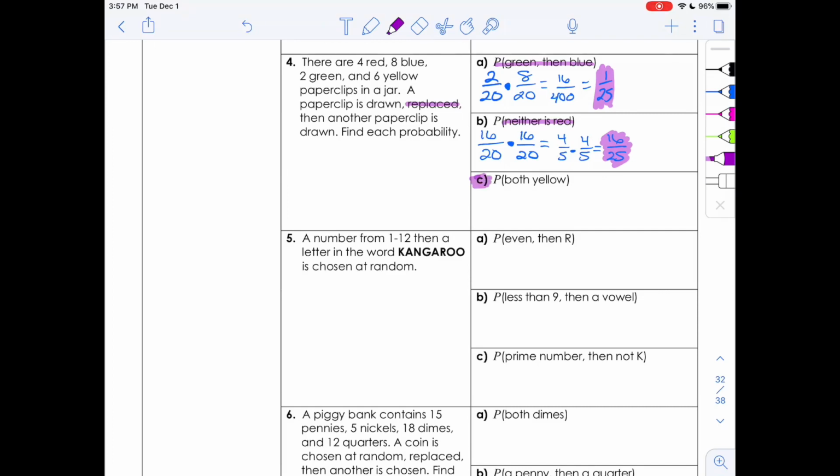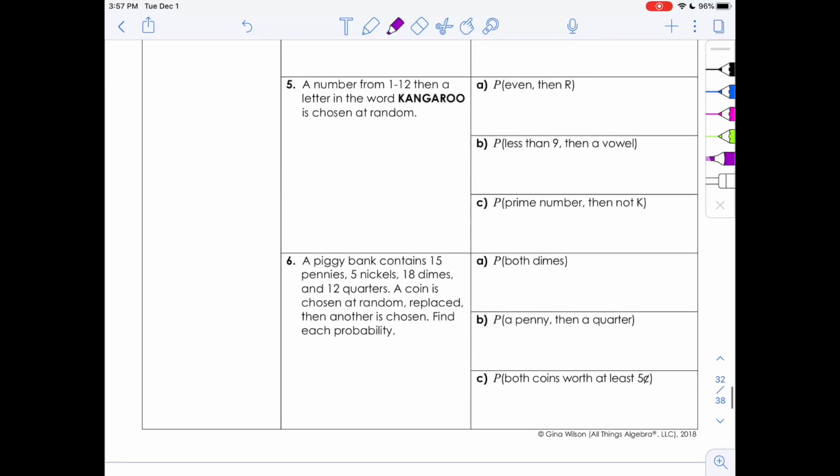Go ahead and highlight part C. And then highlight 5 and 6 and complete all 3 parts for each one.